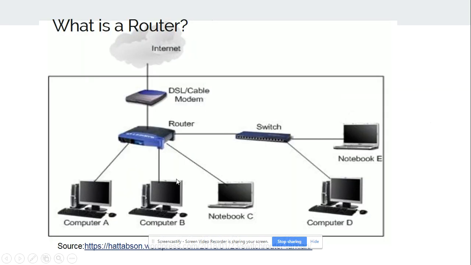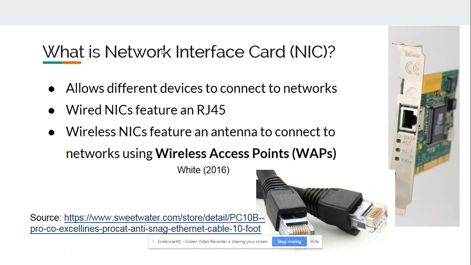So for example, if you look at this picture right here, we have 5 computers. The first 3 computers are connected to the router, and they have access to the internet through the router. Then we connected another switch to the router, and we connected 2 more computers to the switch. So these 2 computers, D and E, connect to the switch, the switch connects to the router, and then they have access to the internet. So all of those computers have access to the internet through the router.